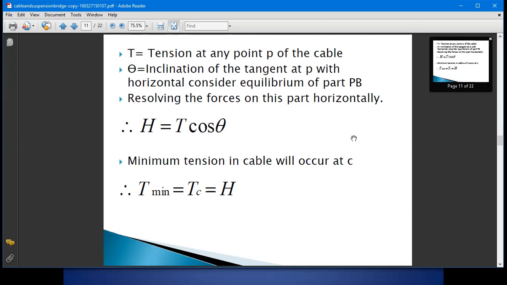So it is maximum at support. Calculating the resultant, square root of H square plus V square, you get the maximum value at support and minimum at the center. Tension is towards left and H is acting towards right, whether you consider the left part or the right part, so horizontal will be balanced. At support, it will be maximum.